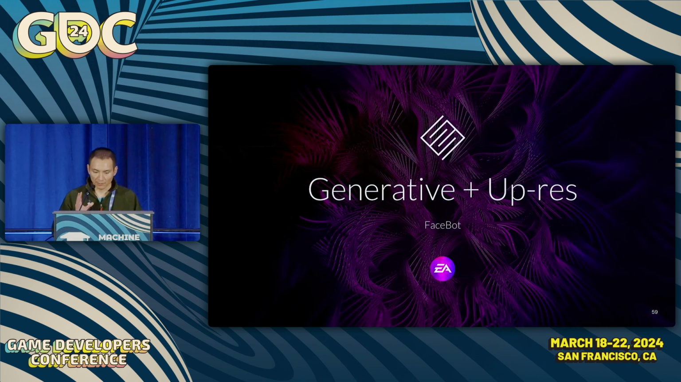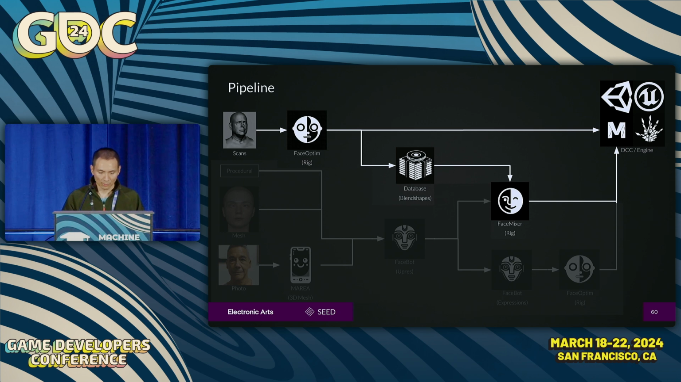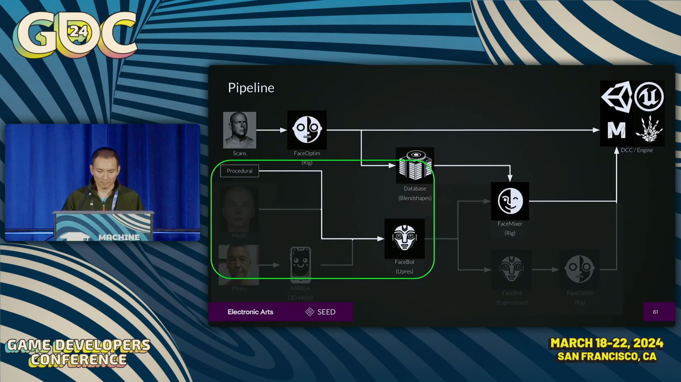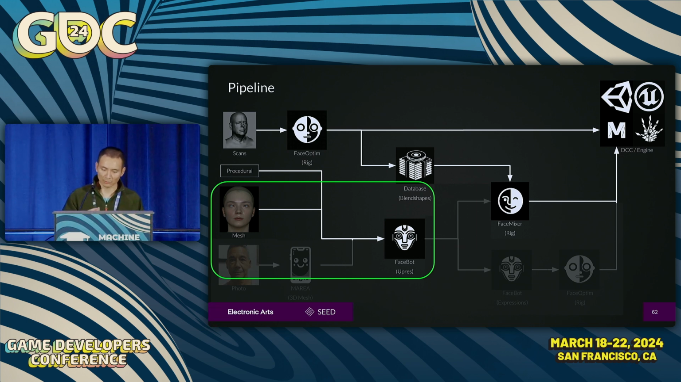Now that the blend shapes and the rig part is done, let's move on to the other part. So here's what's been shown before. What comes next is a tool called Facebot. It's a process that can generate and upres a face using numbers, or using a mesh with or without textures.